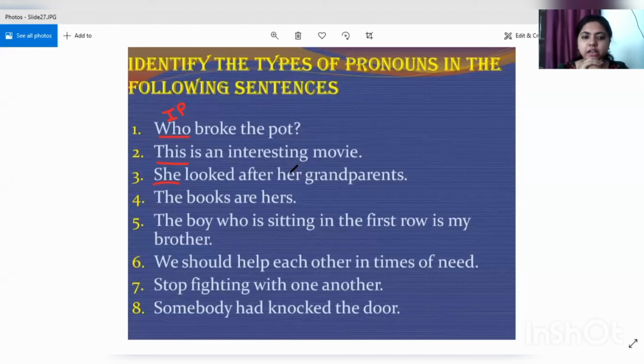How many of you think her is also a pronoun? Ma'am, her is also a pronoun. Okay, how many of you agree with this answer? First of all, lower down your hands. Arunima agrees. Ma'am, her is also a personal pronoun. Okay, I get it. Arunima, you agree with Pranjal's answer?